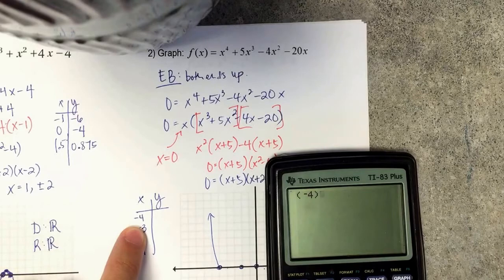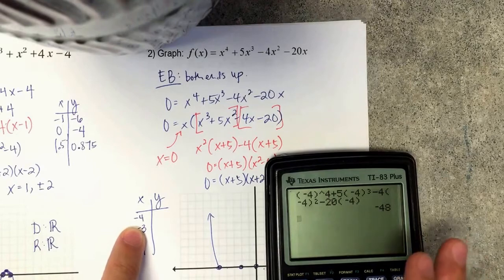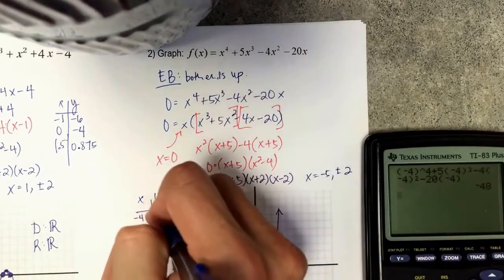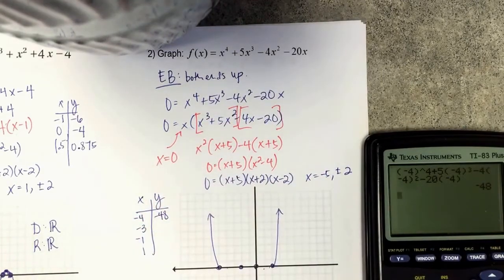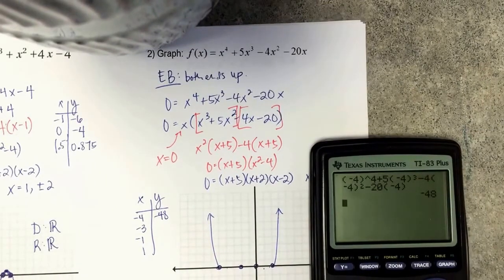Negative 4 to the 4th power plus 5 times negative 4 to the 3rd power minus 4 times negative 4 to the 2nd power minus 20 times negative 4. And I get a negative 48. So a big number, which is fine. That's okay. The next thing we're going to do is then plot negative 3 the same way.